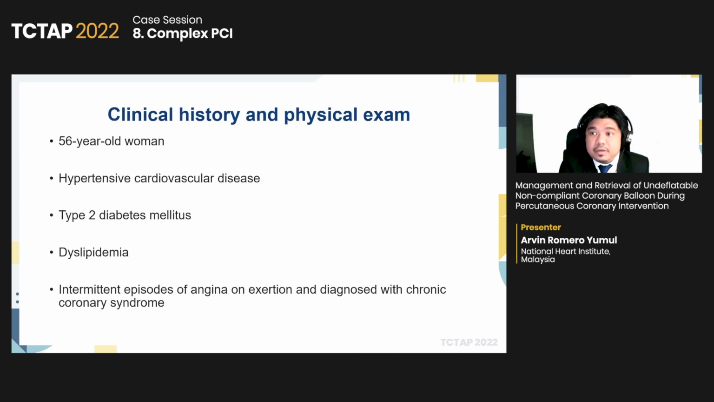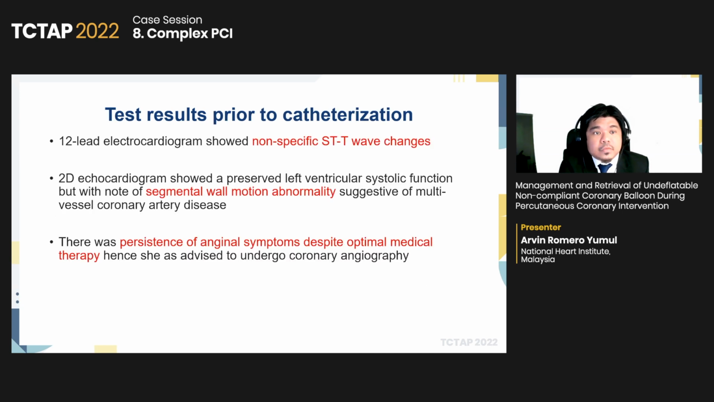So the case is a 56-year-old woman with known hypertension, diabetes and dyslipidemia. She had intermittent episodes of angina on exertion and was diagnosed with chronic coronary syndrome. Workups prior to the angiogram showed an ECG with non-specific ST-T wave changes and a 2D echo of preserved LV systolic function, but with segmental wall motion abnormality suggestive of multivessel CAD.